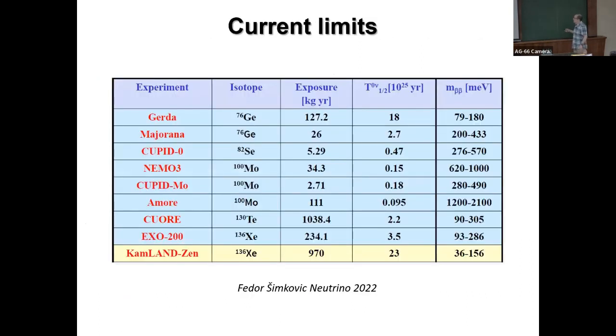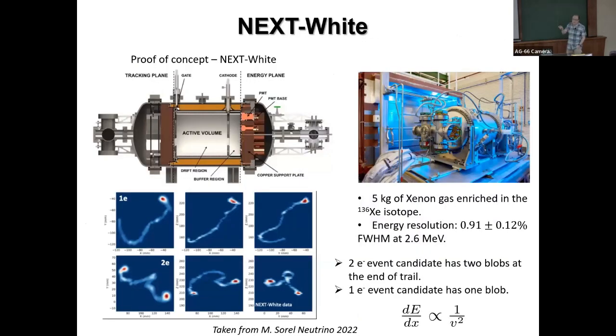Here we highlight the actual upper limit. The best upper limit comes from KamLAND-Zen, which is 2.3 times 10 to the 26, the best one that we have available at the moment for neutrinoless double beta decay. And then there are several projects in the future, but I am going to talk only a little bit about one of them, which is NEXT. NEXT has a large program that has several stages.